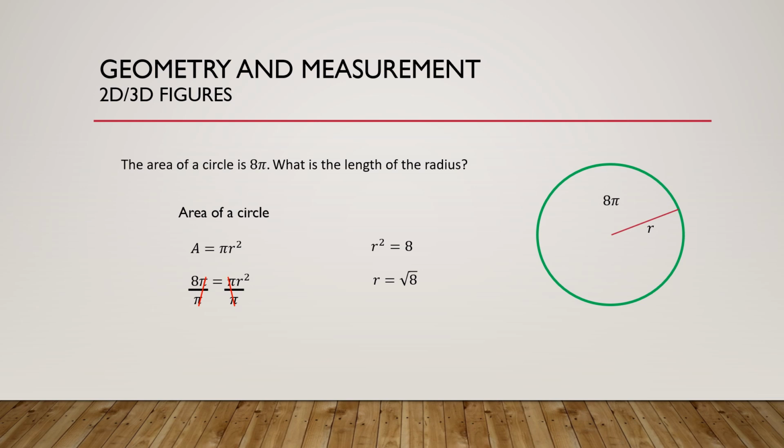The square root of 8 can be expressed as the square root of 4 times the square root of 2. The square root of 4 is equal to 2, so we can give our final answer in the more simplified form, r equals 2 times the square root of 2.